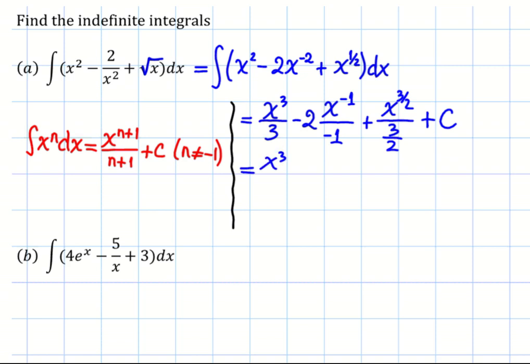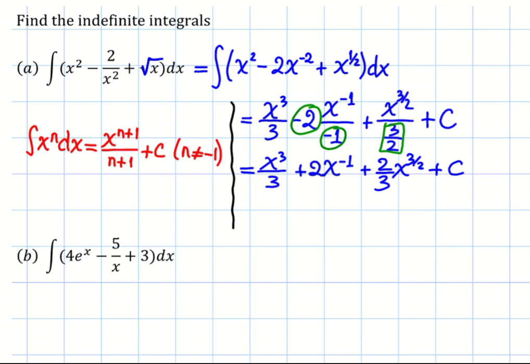x cubed over 3. Next, we have negative 2 on the top, divided by negative 1. Negative 2 divided by negative 1 is a positive 2. And then we still have x to the negative 1. And then dividing by 3/2 is equivalent to multiplying by the reciprocal, 2/3, x to the 3/2, plus c. Right. We can stop there, but we can also rewrite it.